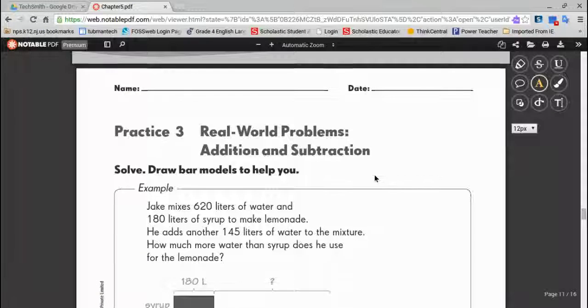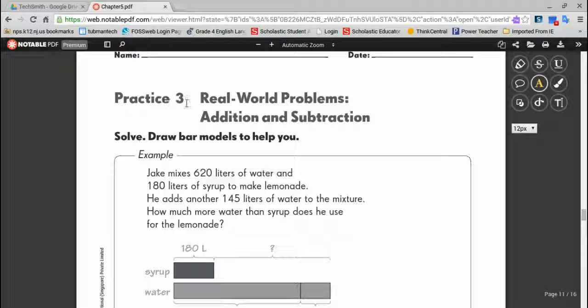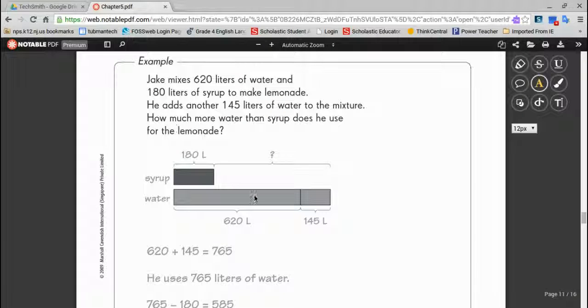This is page 83. Practice 3. Real world problems, addition and subtraction. Solve. Draw bar models to help you. Alright, so let's look at the example and let's explain the example. So it says, Jake mixes 620 liters of water and 180 liters of syrup to make lemonade.